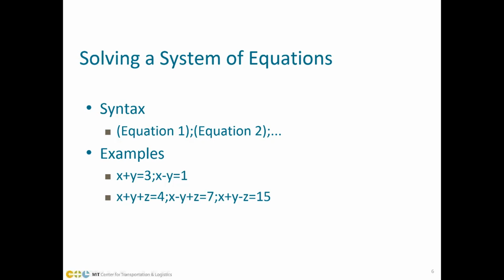You can also type something a little more complicated, like x plus y plus z equals 4, semicolon, x minus y plus z equals 7, semicolon, and x plus y minus z equals 15. In doing this, it will solve for the system of equations automatically. We're going to go over to SciMath and do this now.